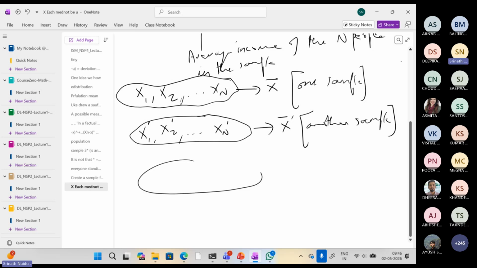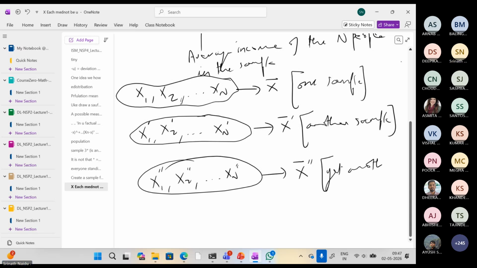Then I do X1 double prime, X2 double prime, Xn double prime. That will give me yet another sample. So now you have a sample mean, right? That is X1 plus X2 plus Xn divided by n. What's its relationship to the population mean? It could either be to the left of it or the right of it.